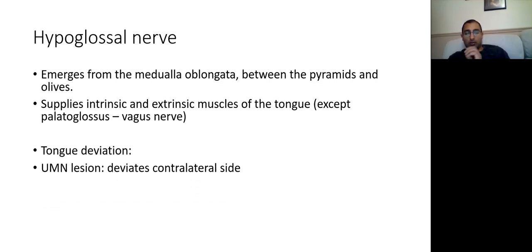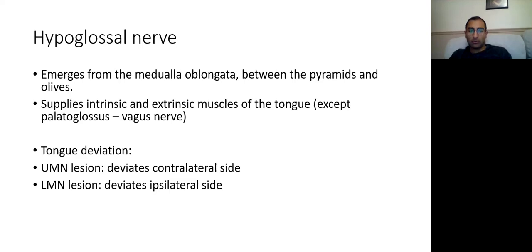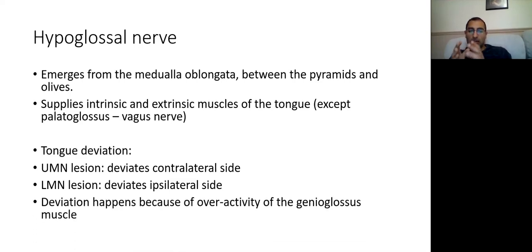So again, in an upper motor neuron lesion, the tongue deviates towards the contralateral side. So if you can imagine, upper motor neuron lesion crosses over. If this side of the tongue muscle is working, it will push the tongue onto the other side. So if it's upper motor neuron, the tongue will deviate to the contralateral side because it crosses over. I've got a better picture in a second. Lower motor neuron lesion deviates to the ipsilateral side. And this happens because of the overactivity of the genioglossus muscle.